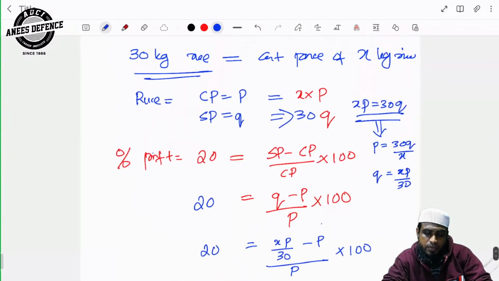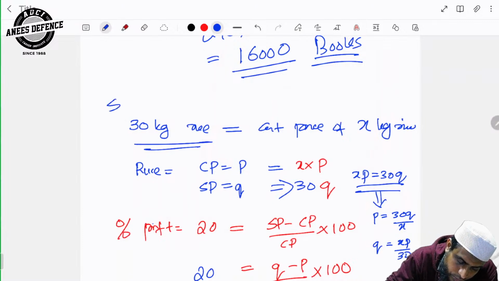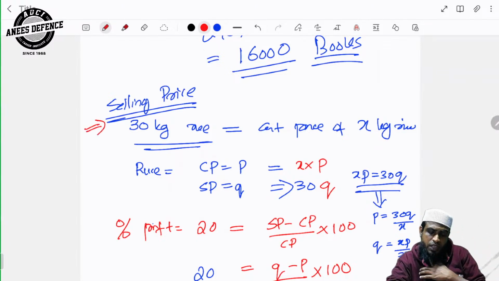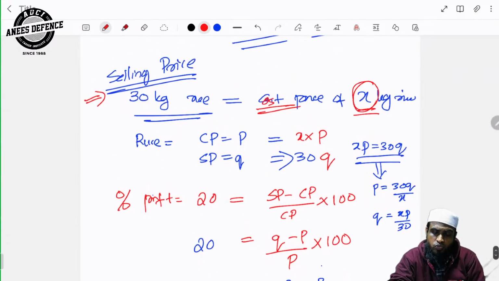The question is: the selling price of 30 kilogram of rice is equal to the cost price of X kilogram of rice. And if the shopkeeper makes a benefit of 20% profit, what is the value of this particular X? That is the question.